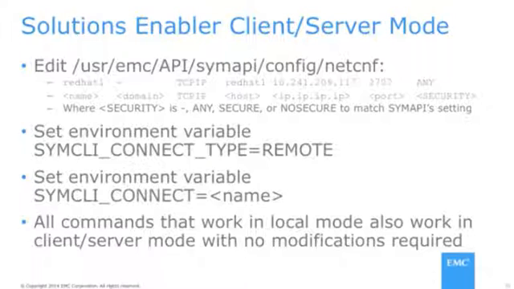By the way, this was subject to the Heartbleed bug up until recently. So if you do use this, just upgrade to the newest version of Solutions Enabler, and that's fixed. There's no Heartbleed bug anymore if you run the latest version. So set these two variables: SYMCLI_CONNECT_TYPE equals REMOTE, which just says operate in client-server mode, and then SYMCLI_CONNECT is going to refer to the service name that we specified in that netcnfg file. Once we've done this, all of our local commands will just work over the IP network in remote mode. It'll be a little slower, but they'll work.